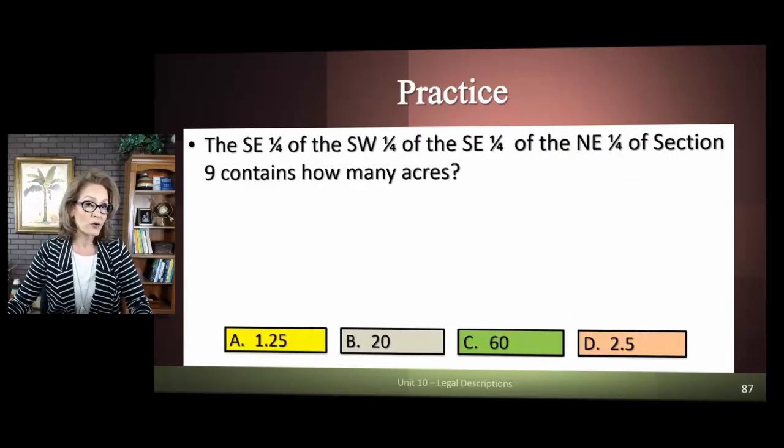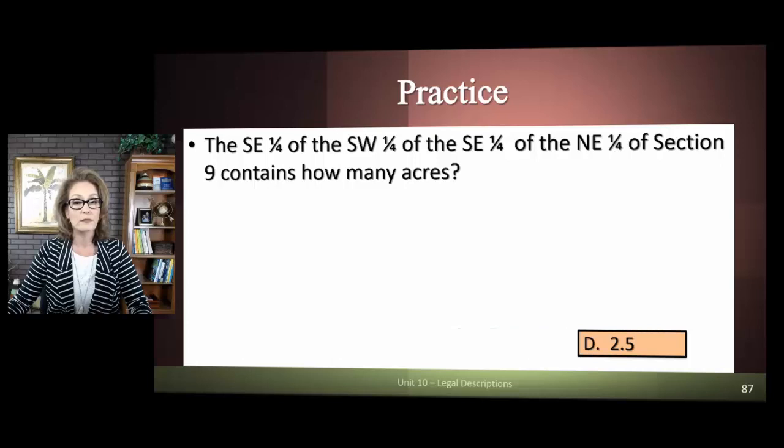The southeast quarter of the southwest quarter of the southeast quarter of the northeast quarter of section 9 contains how many acres? Pause your video if you need to. So you should have gotten 2.5 acres. We're going to take that 640, divide it by 4, divide it by 4, divide it by 4, and divide it by 4. And that equals 2.5 acres.